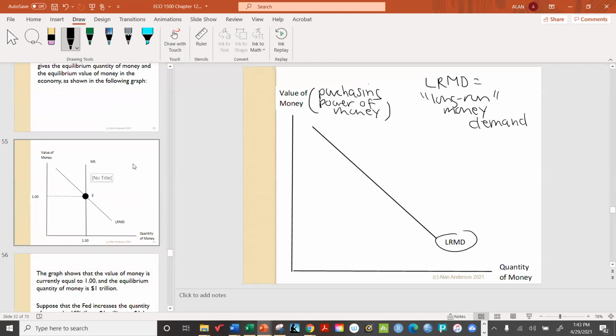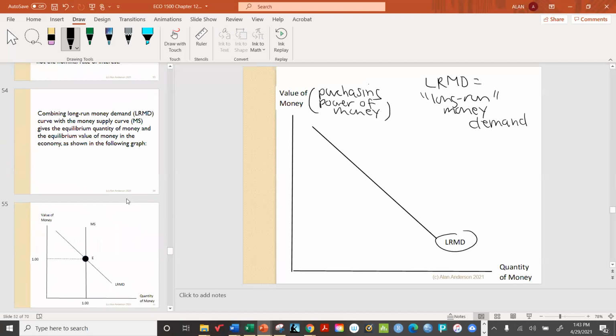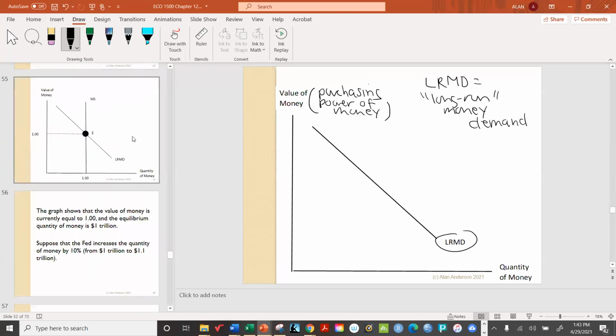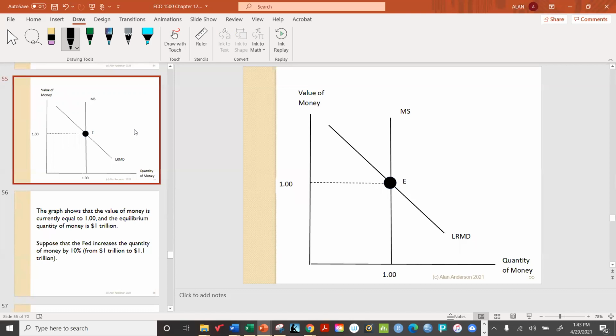So now we can come back and determine our equilibrium rate of interest by combining this with the money supply. That hasn't changed. The money supply is the amount that the Fed makes available to us.